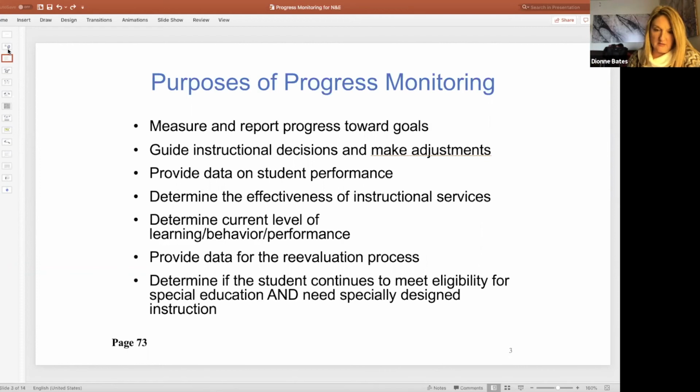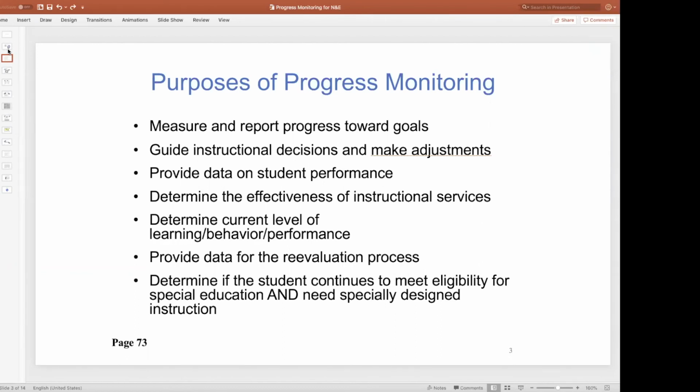And I don't know if Brenda wants to talk any more about this one, but it just kind of gives us why it is that we do this work. Well, these are the 7 that they came up with. And of course, there's probably a whole lot more, but these probably are the main ones. We measure because we want to report the progress that the kids are making on their goals.